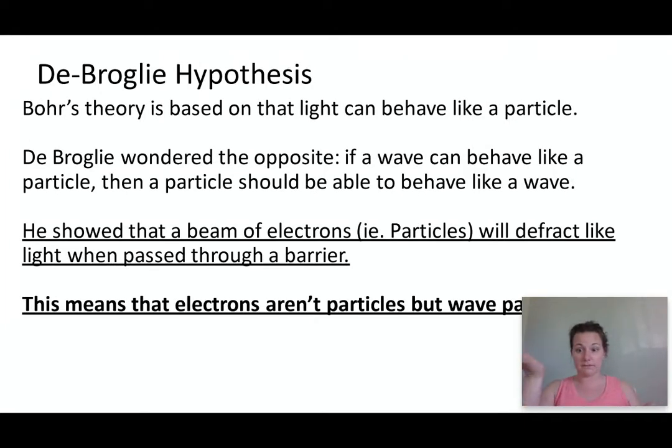Okay, so along comes de Broglie, and he has this hypothesis. Now, Bohr's theory was based completely on the fact that light can behave like a particle. And so de Broglie wondered the opposite. If a wave can behave like a particle, then a particle should be able to behave like a wave. Remember, prior to this, particles and waves were like separate entities. What he did was show that a beam of electrons would diffract like light when passed through a barrier.